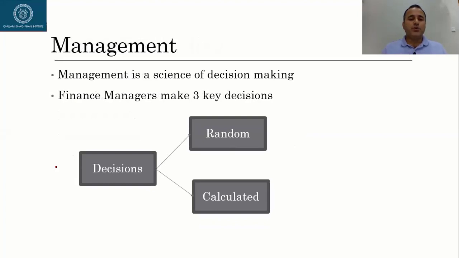As I told you at the beginning of my lecture, management is a science of decision making. And as I told you in chapter number 3, finance managers make three key important decisions: investment decisions, financing decisions, and asset management decisions. If I ask you a very simple question, and I'm sure most of you will answer this correctly, are these decisions taken randomly or are these calculated decisions? Of course, they are not random. They are calculated decisions.